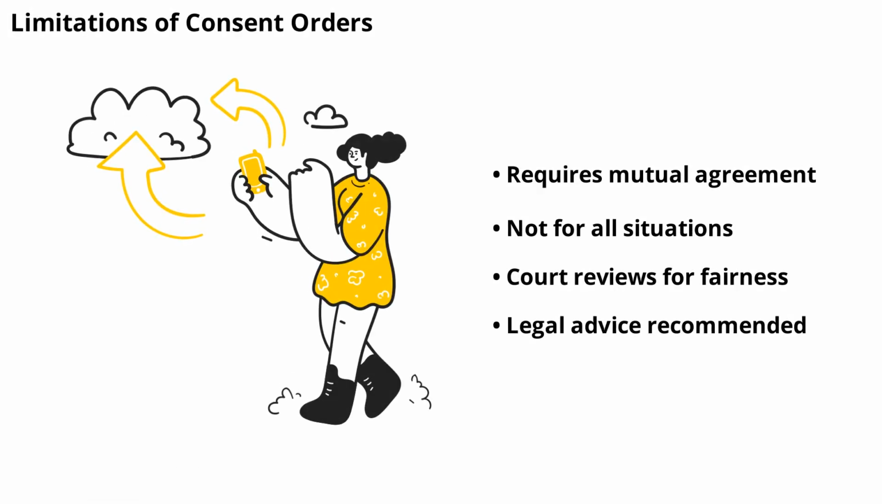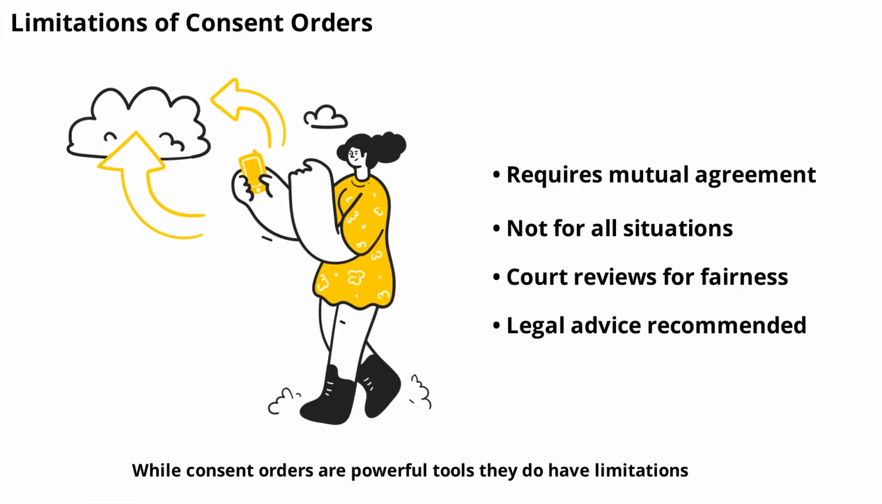While consent orders are powerful tools, they do have limitations. Both parties must be willing to negotiate and agree on terms. If there's a significant power imbalance or one party is unwilling, a consent order may not be possible. Additionally, the court will not approve an order that is unfair or unlawful. It's important to seek legal advice to ensure your interests are protected throughout the process.